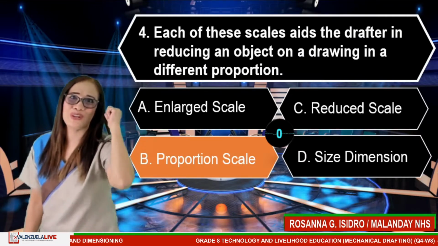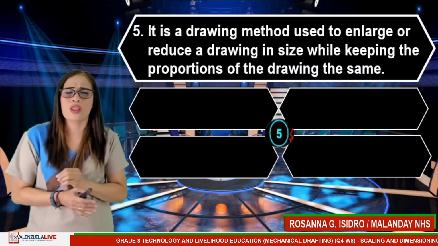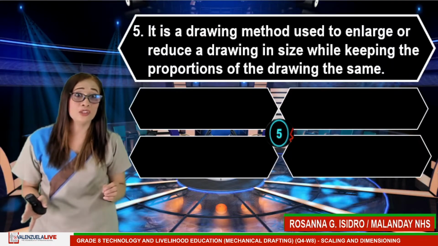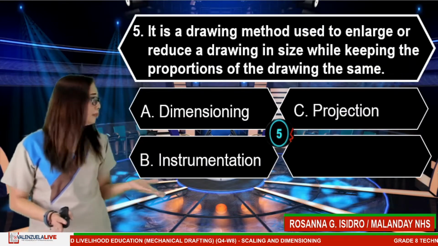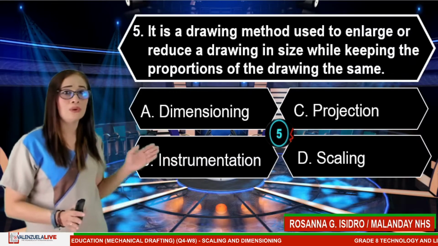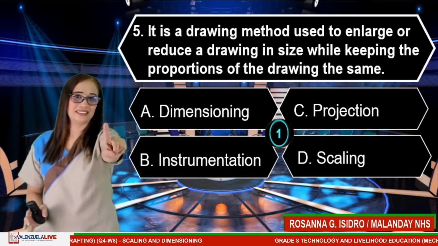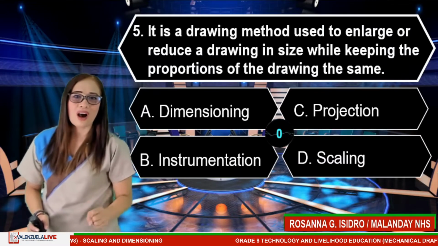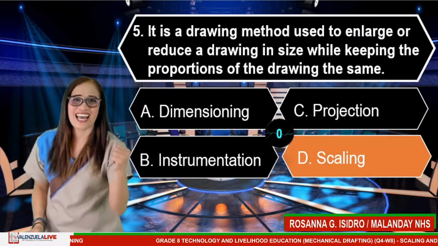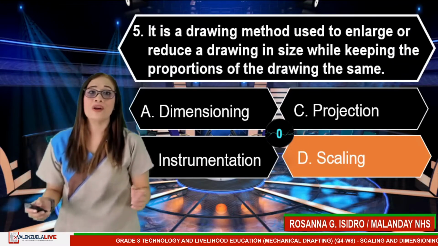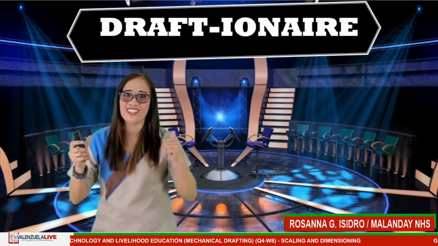Brilliant answer. Okay, let's have the last number, number five. It is a drawing method used to enlarge or reduce a drawing size while keeping the proportions of the drawing the same. It is letter A, dimensioning, letter B, instrumentation, letter C, projection, or letter D, scaling. Your time starts now! Oops, time is up. If your answer for number five is letter D, scaling. Excelente! How many of you got a perfect score? That was so amazing. Great job.